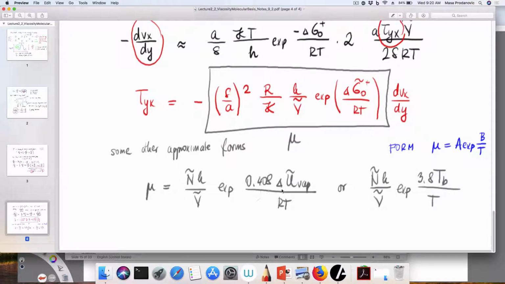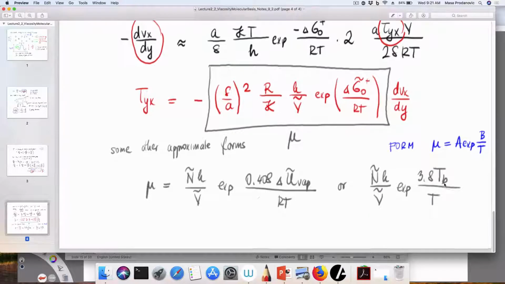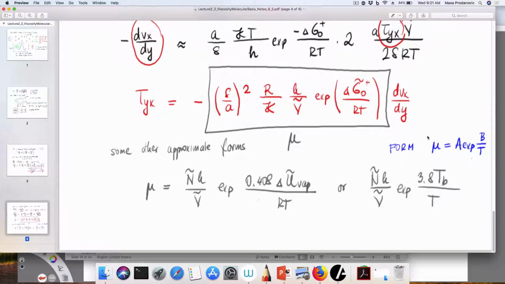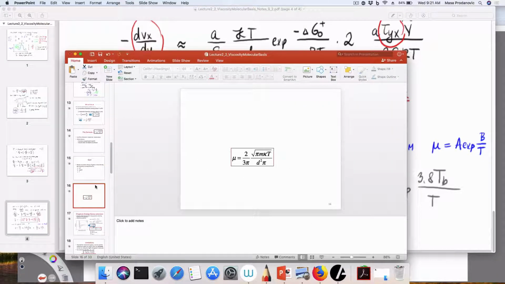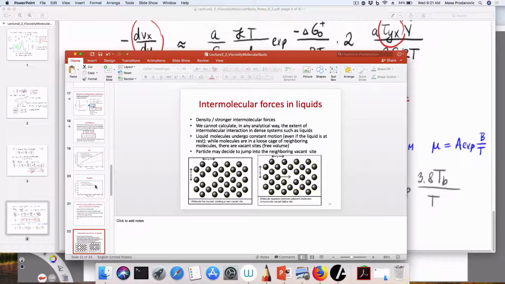So again, there's also this energy of evaporation that can be measured. There are some approximate forms that resemble this that have been explored. There's this one, there's that one. So you can basically fit this to various critical properties of the liquid. But again, what I want you to remember is this approximate form for the viscosity of a liquid. Okay, where were we in our discussion?